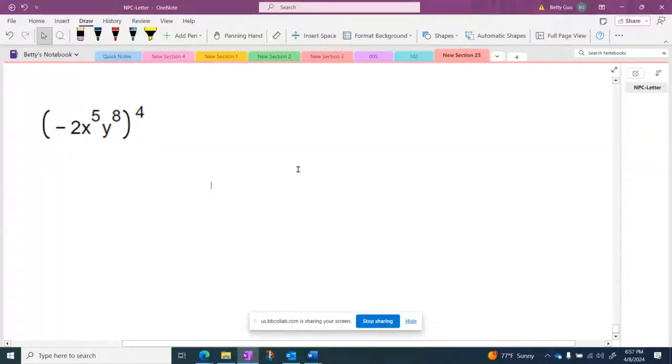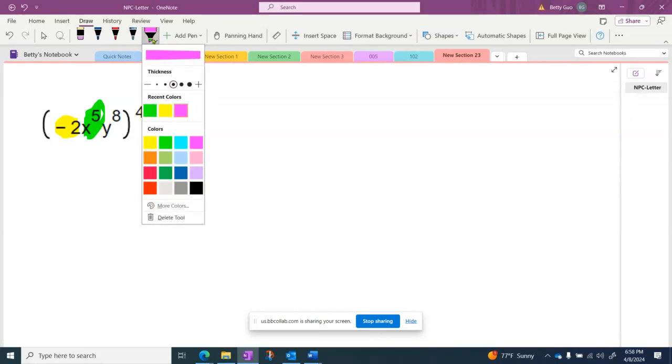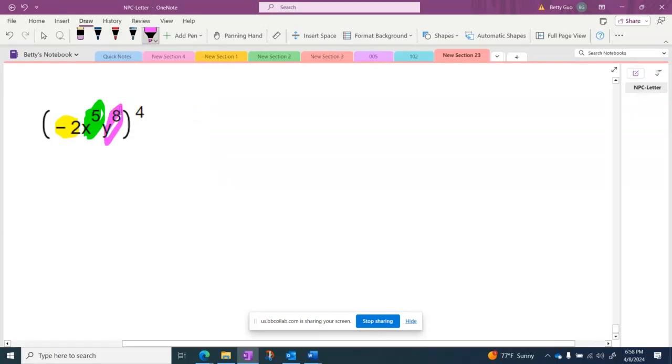I would observe the looks of the expression and see the structure. I see a power of product, and the base is a product. In the product, we have 3 parts: the yellow constant, multiplied by the green x to the power 5th, multiplied by the pink y to the power 8.